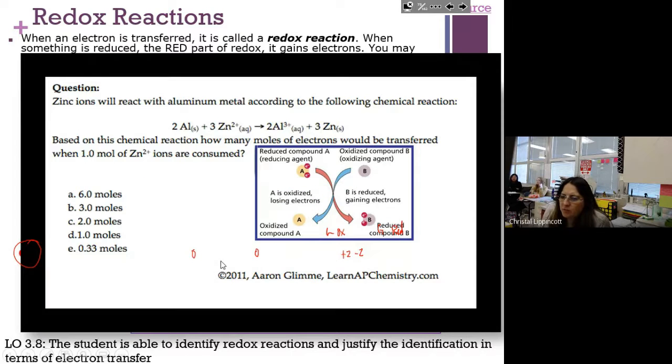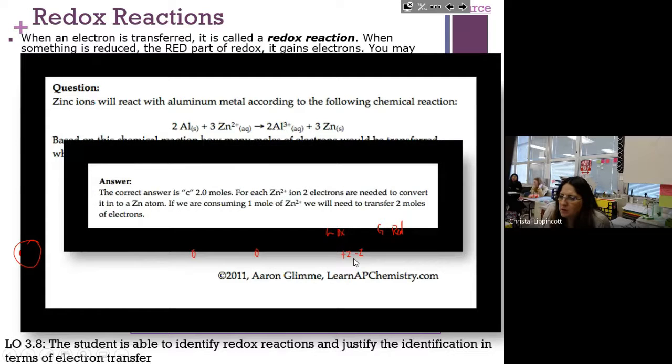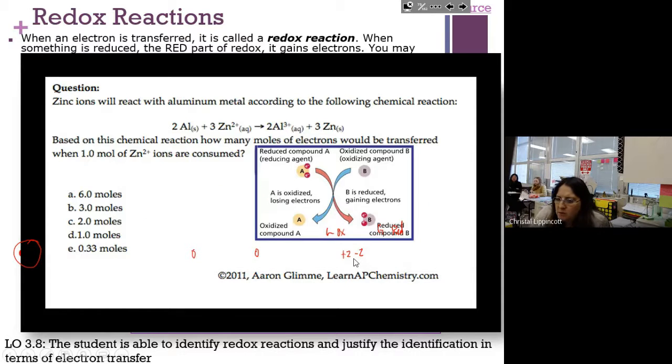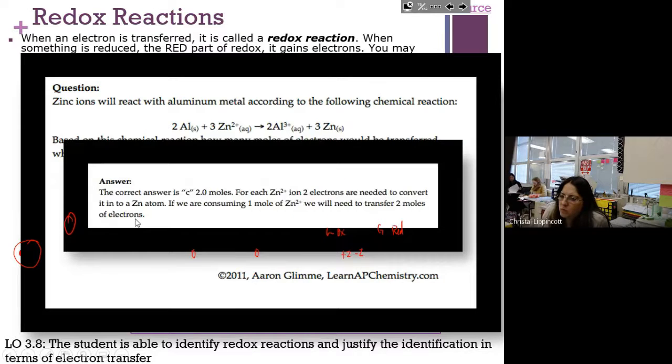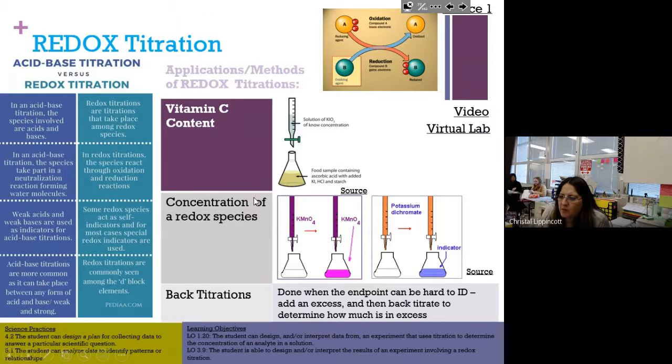All right, what did you get for your answer here? Hopefully you got C. So C is your answer to this problem. Anybody not get C and we need to go through it? All right, redox titrations then. We actually did this titration in class. So you were able to tell what was titrated.